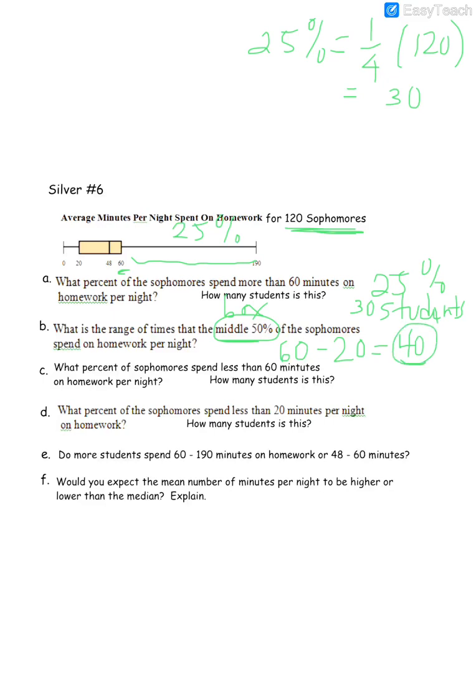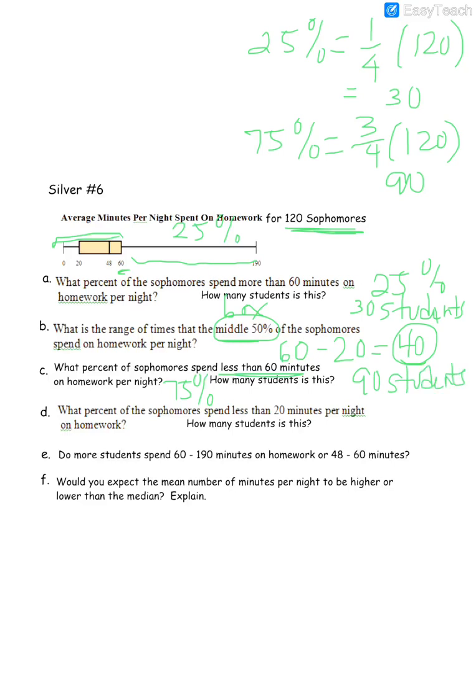What percent of the sophomores spend less than 60 minutes on their homework per night? So less than 60 is this way, each worth 25%. So I'm going with 75% this time. How many students is that? Okay, 75% is 3/4. 3/4 times 120 is 90. So 90 students.